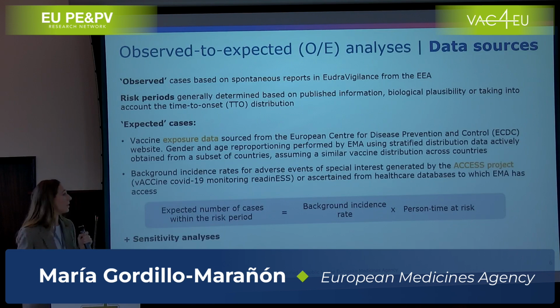So at EMA, in the analysis we performed, we used the observed cases from spontaneous reports in Eudravigilance that originated in the EEA. The risk periods were generally determined based on published information, biological plausibility, or taking into account the time to onset distribution. And the expected cases were estimated using vaccine exposure data from the European Centre for Disease Prevention and Control, combined with background incidence rates for adverse events of special interest generated by the ACCESS Project or ascertained from healthcare databases to which EMA has access.